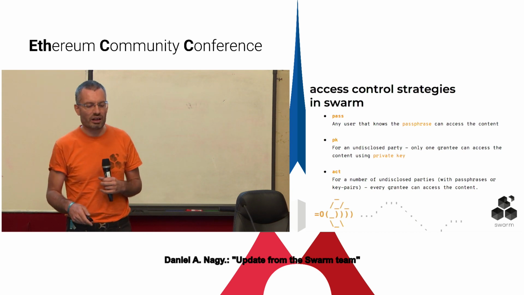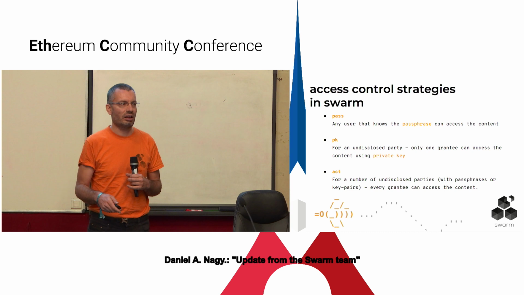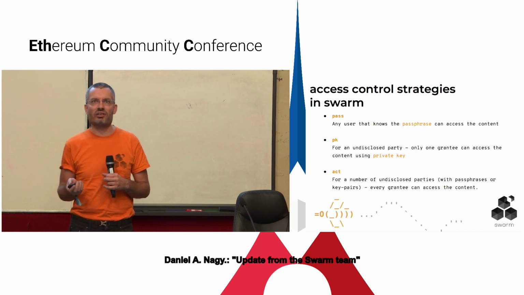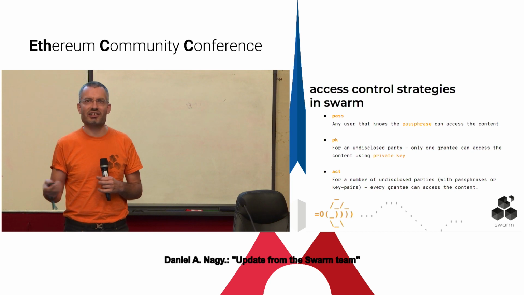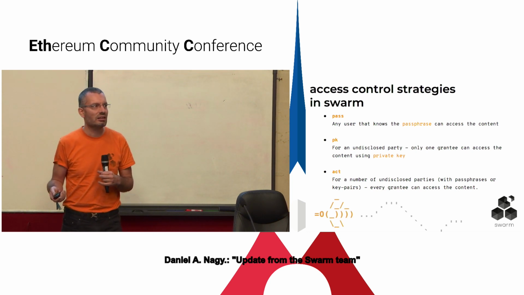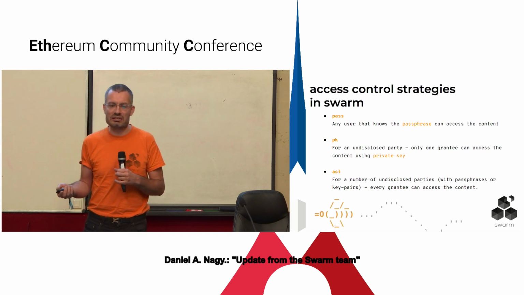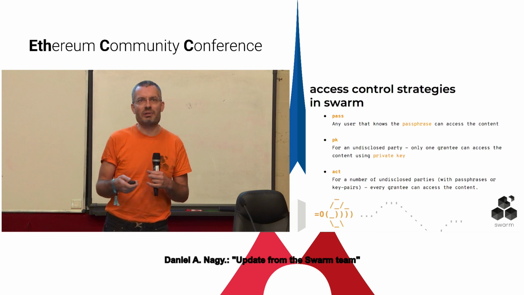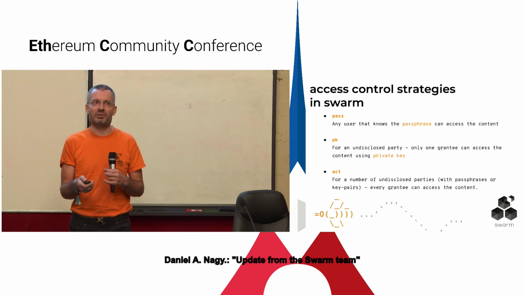There are basically three access control strategies in Swarm. They are listed on this slide in increasing level of sophistication. The least sophisticated, but also the simplest access control is using a passphrase. Anybody who has the passphrase can read that particular content.